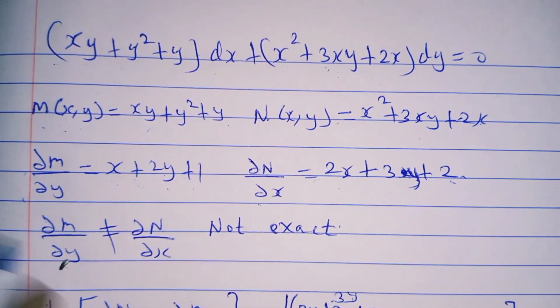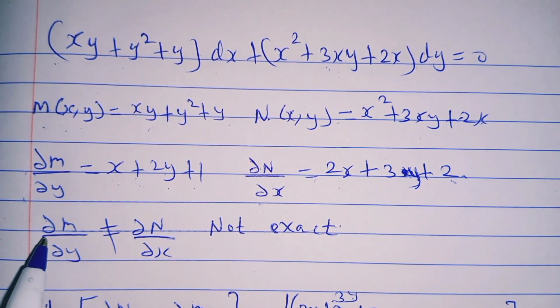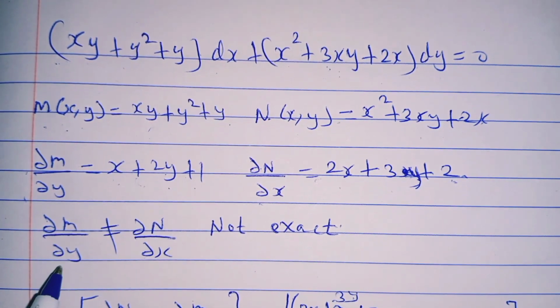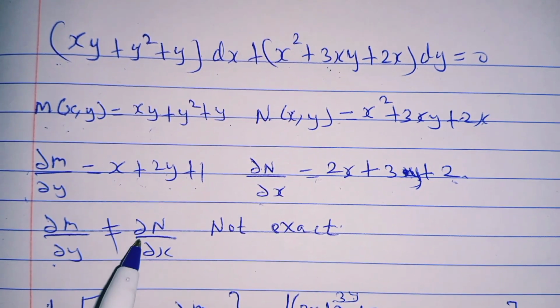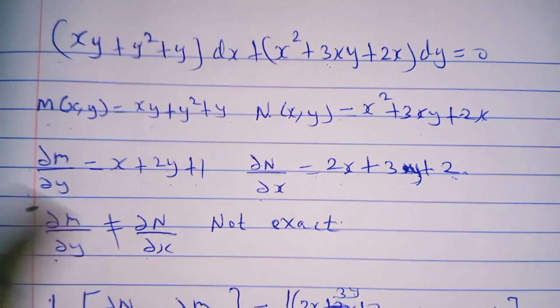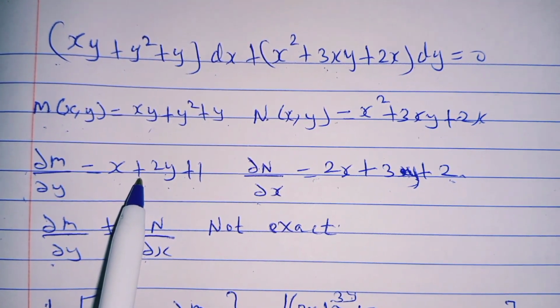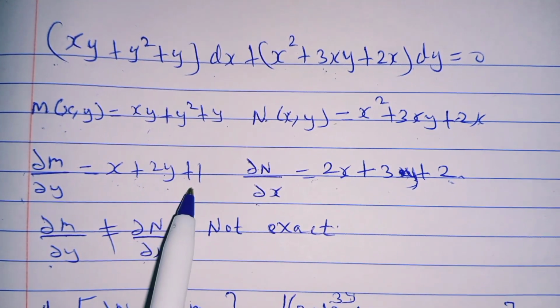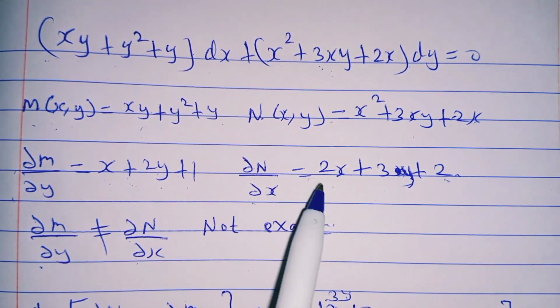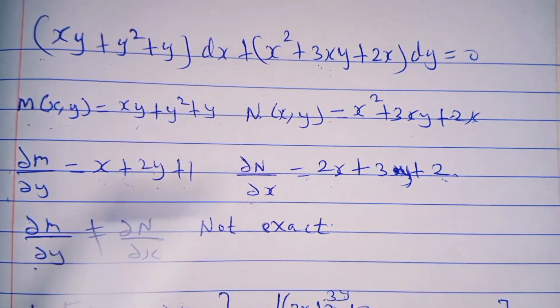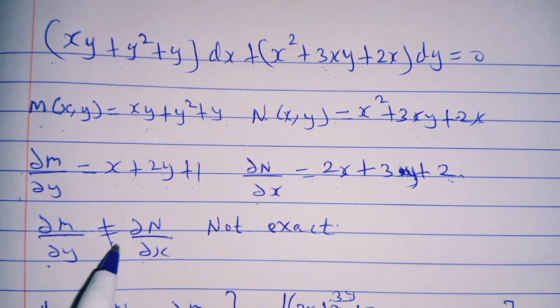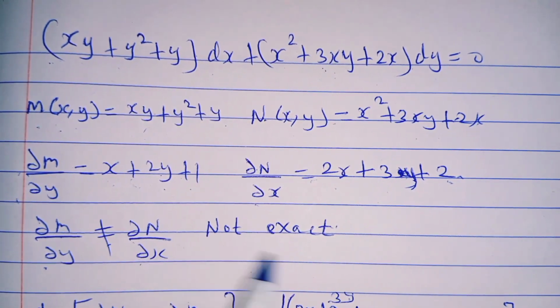Then you compare whether the partial of M with respect to y is equal to the partial of N with respect to x. In our case here, as you can see, this is x plus 2y plus 1. It is not equal to 2x plus 3y plus 2, meaning that our given ODE is not exact.